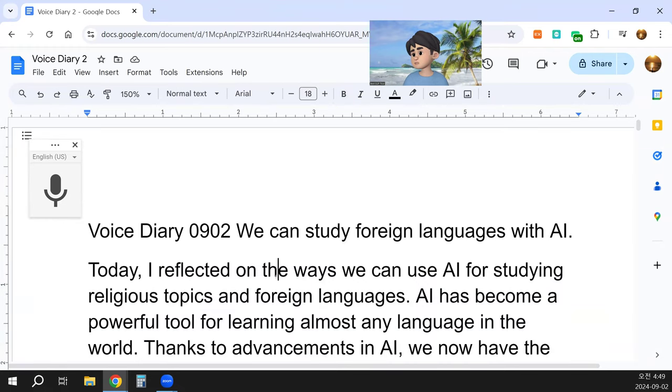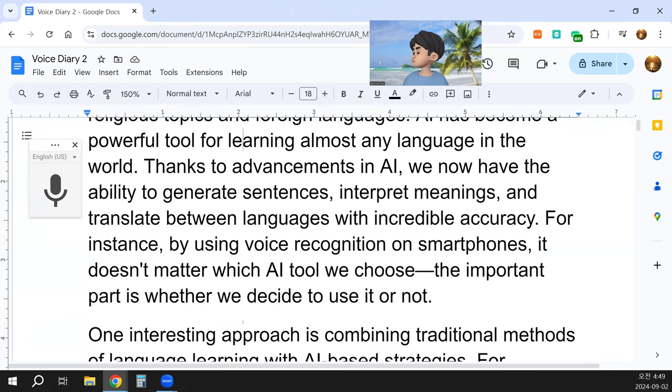Today, I reflected on the role of new AI in studying religious topics and programming. AI has become a powerful tool for learning almost any language in the world. Thanks to advancements in AI, we now have the ability to generate sentences, interpret the meaning, and translate between languages with incredible accuracy, for instance by using voice recognition on smartphones.